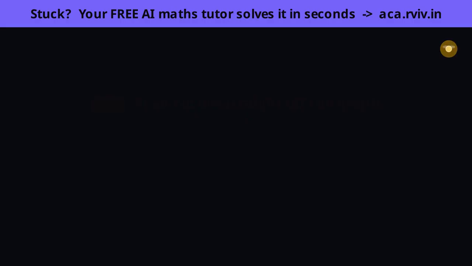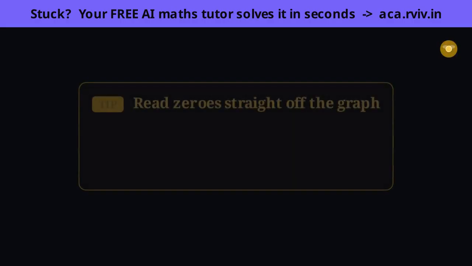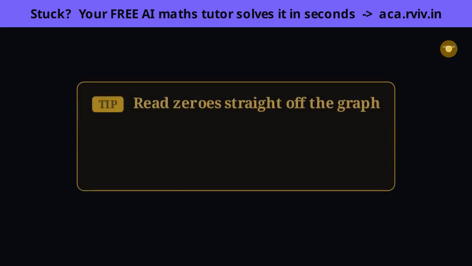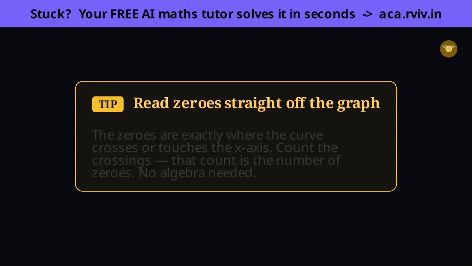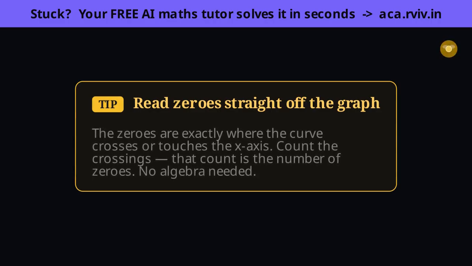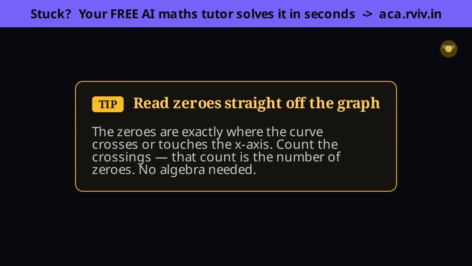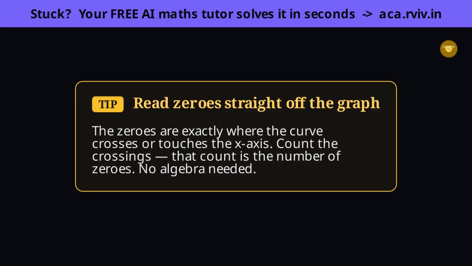A graph question is a gift, and here's why it works. A zero needs the output, the height, to be 0, and height is 0 only on the x-axis, so the zeros are simply where the curve meets that axis. Just count the crossings. 3 crossings, 3 zeros. You never have to solve a single equation.